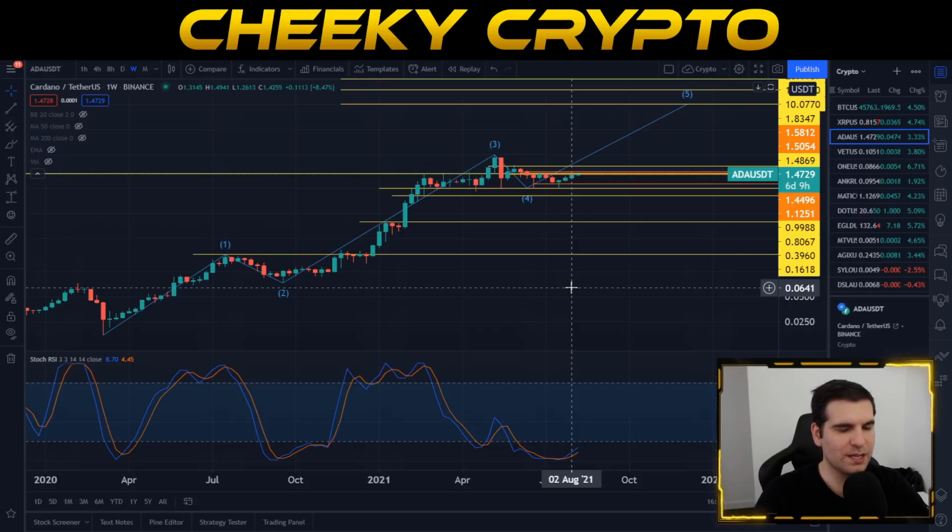The other part of this weekly chart that's really important that we understand is the stochastic relative strength index. Unlike Bitcoin, that is actually now heading up towards an overbought area, this Cardano chart, basically the stochastic relative strength index on this weekly chart is still oversold. It's at 8.7, which is indicating a very nice run on the horizon here for Cardano.